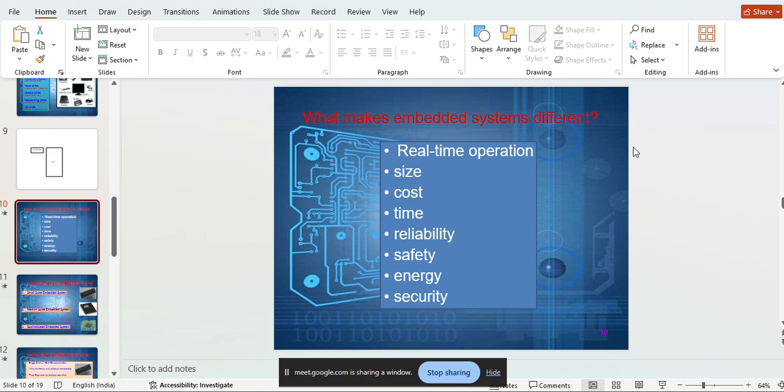Next, reliability. Reliability is nothing but lifespan. An embedded system device will work for a longer period. It will not get damaged easily. We can use it for long, for years or days or anything.